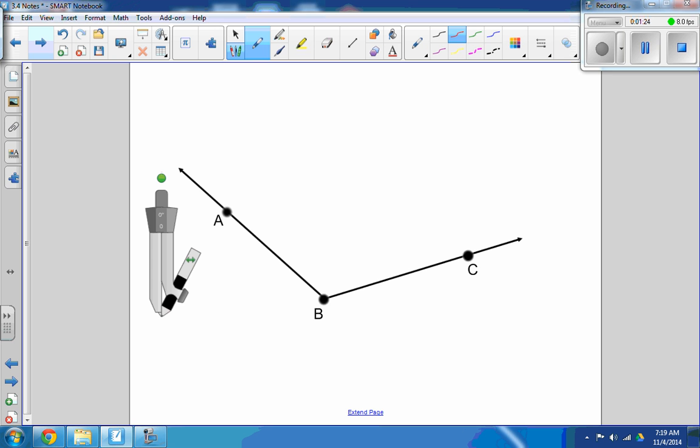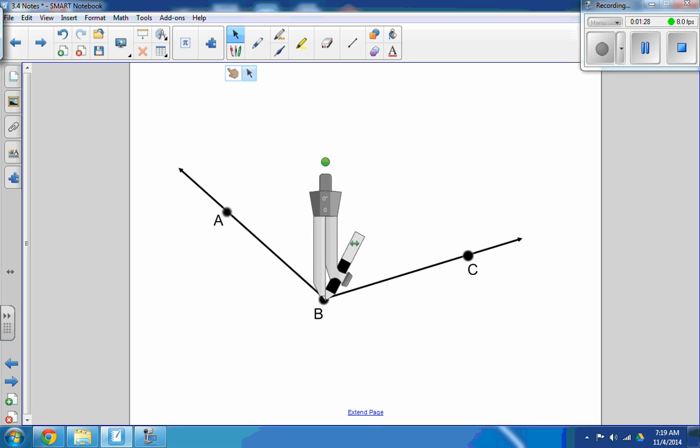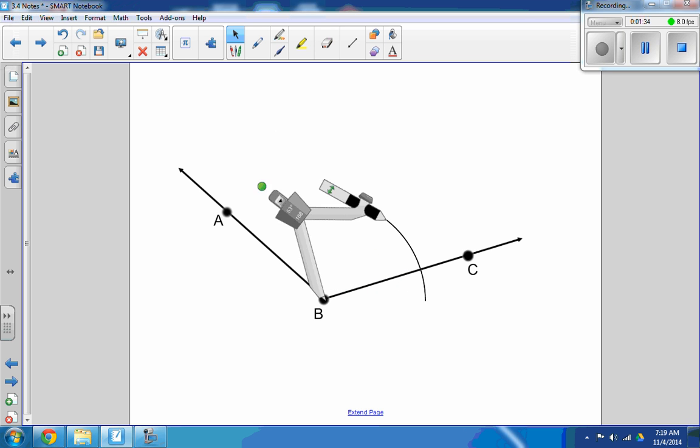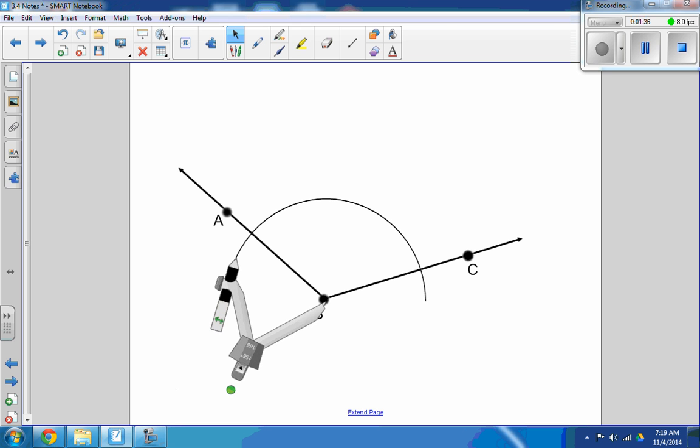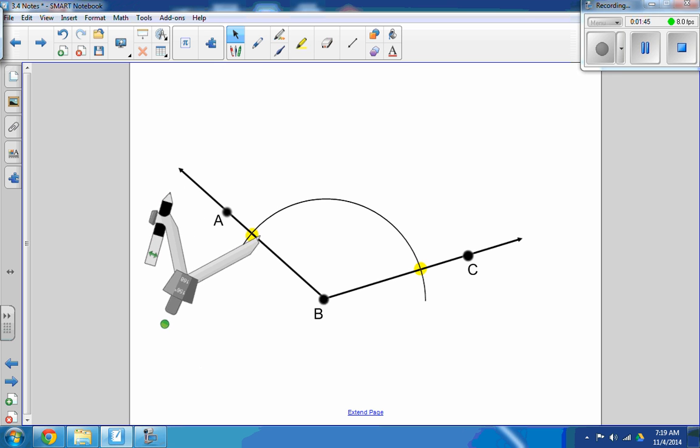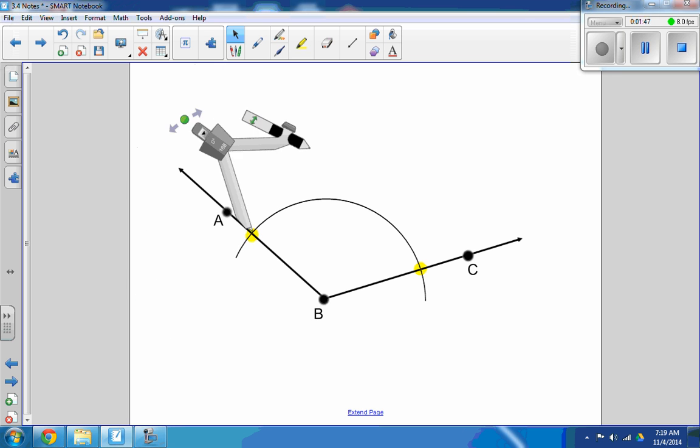All right, let's try this again. So we're going to put our point of rotation on B, and then I'll make an arc such that it intercepts the angle at 2 points. Then those are going to be my rotation points on those arcs. So with my compass, I'll make an arc on the interior.